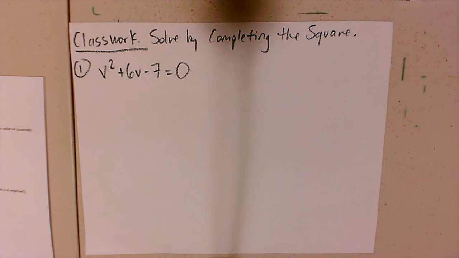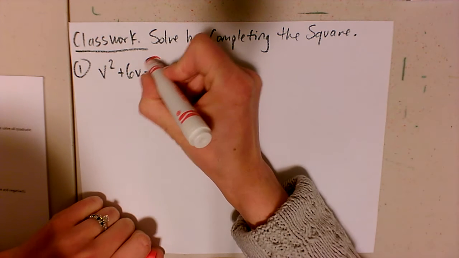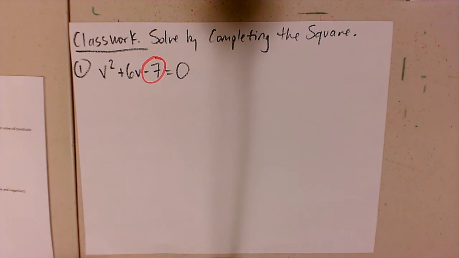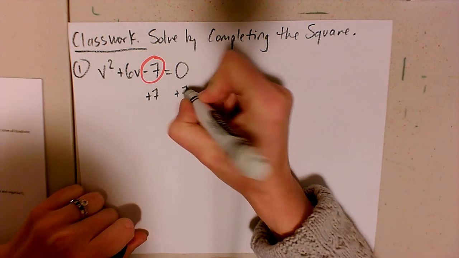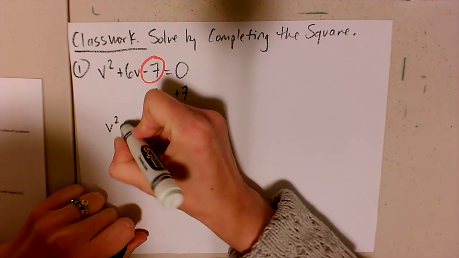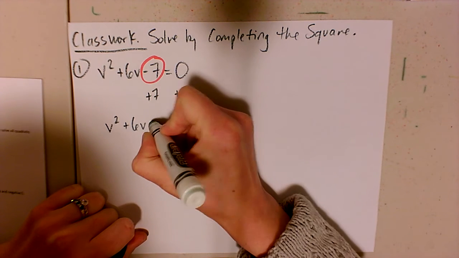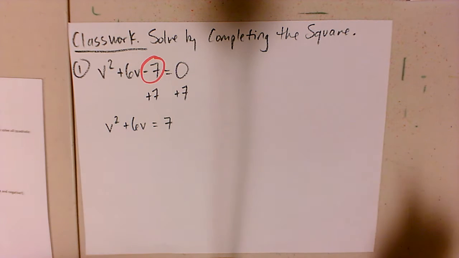And then what you want to do is you want to move your C term over. Okay, so my C term, this minus 7, we want to move that to the other side. So I will plus 7 plus 7. So now I have v squared plus 6v is 7.